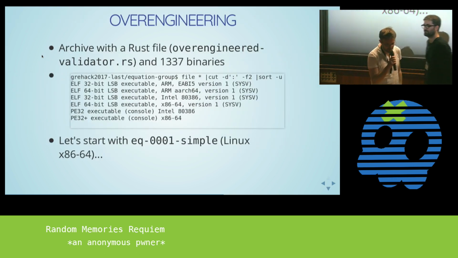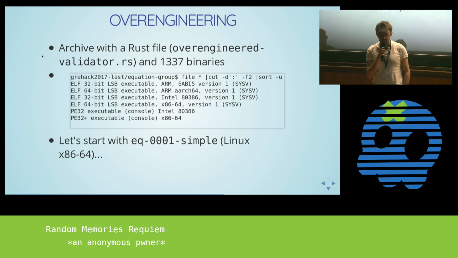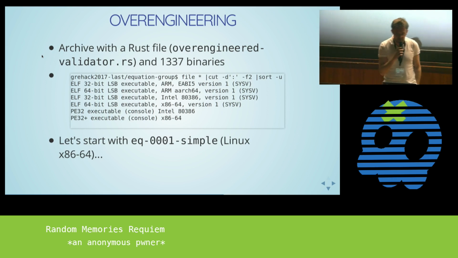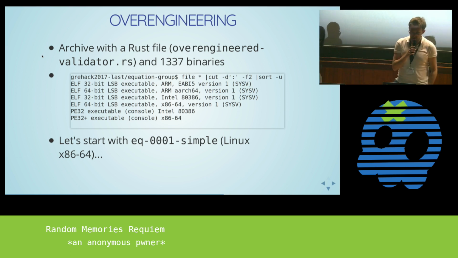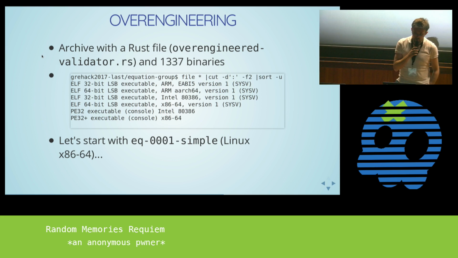Thank you, Jean-Baptiste. So the next challenge was called Over-Engineering. It was an archive with first a Rust file and 337 binaries. If we just take a quick look at the binaries, we see that there are 5 different architectures and operating systems. And if we take a fast look at the Rust file, basically it takes integers as input and generates a key. So it looks like we have 100s of binaries to crack.